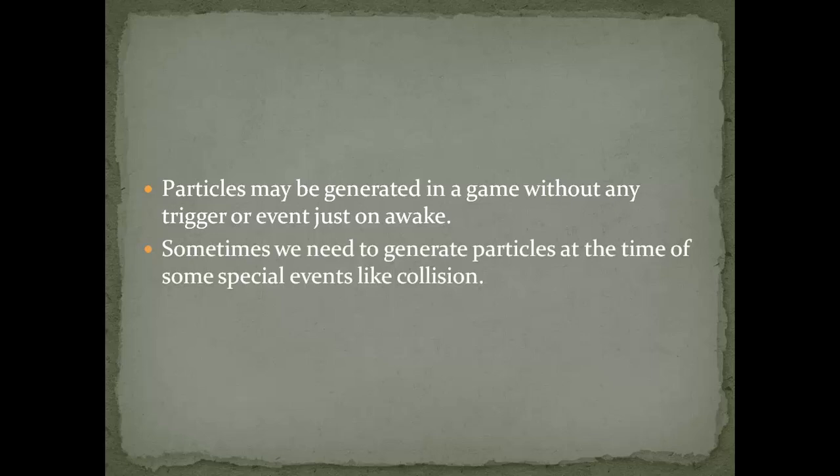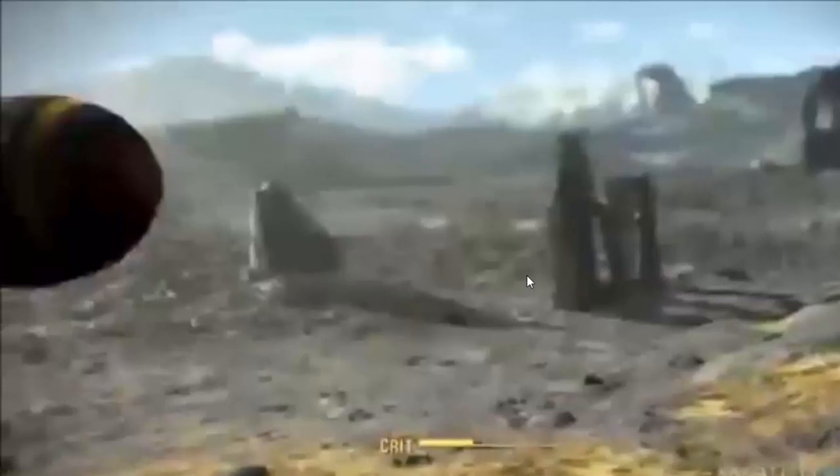Another way to generate the particle system is at the time of some special events like collision. For example, in a shooting game, I want the particle system to be generated only when a collision happens. So this type of particle system generation requires some scripting so that they can be generated or triggered at the time of requirement. So in this video we will see the effect of particle system in a 3D game.